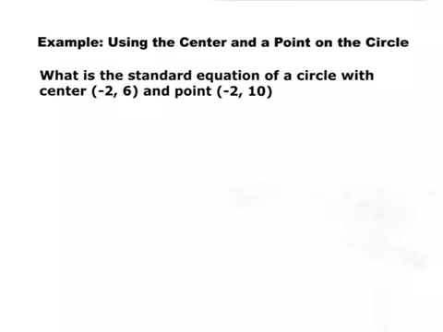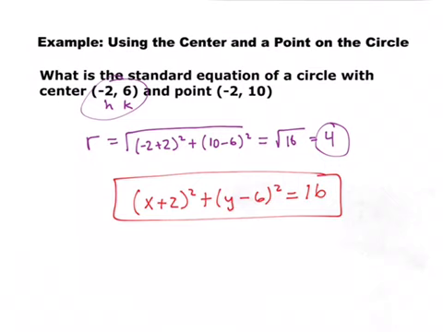Go ahead and try this one on your own. Pause the video, try it on your own, and when you're done, unpause it to see the answer. So you would have used the distance formula to find the radius. When all is said and done, you get the radius to equal 4. Then taking your center point of (-2, 6), you create your equation (x plus 2) squared plus (y minus 6) squared equals 16.